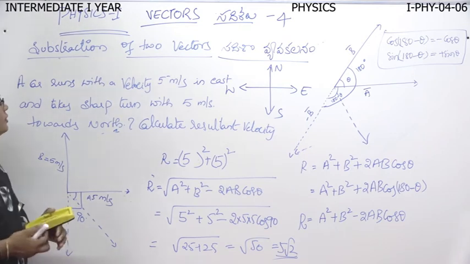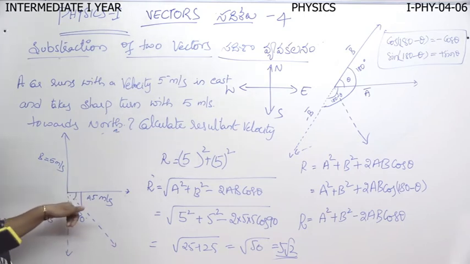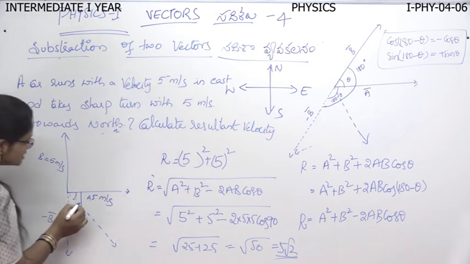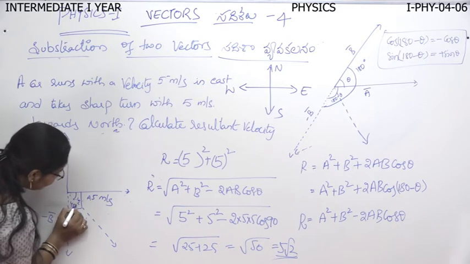Angle, if you can find out, of course, as I just told you, if two vectors have the same magnitude irrespective of the direction, then the resultant vector will bisect the angle between the two vectors. So probably this angle would be 45 degrees and this will be 45 degrees.